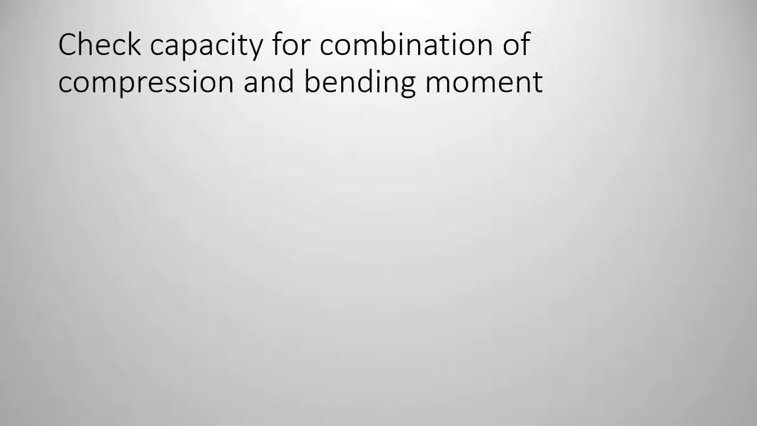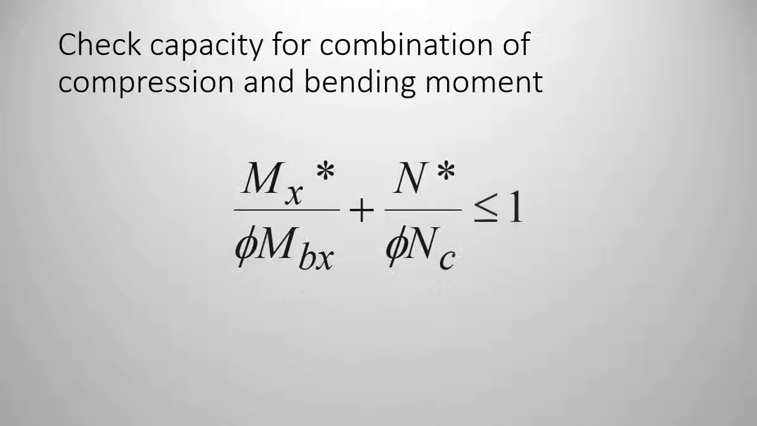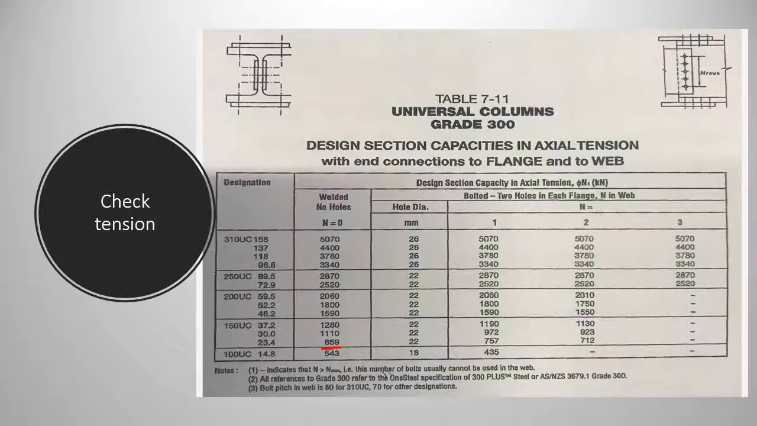After that, use this equation for checking capacity for combination of compression and bending moment. At last, to check tension, capacity tables 7 to 11 are required to find out if the phi Nt is more or less than the maximum tension. If the phi Nt is more than the maximum tension, it would be okay for this design.